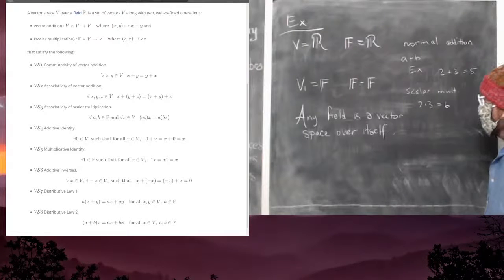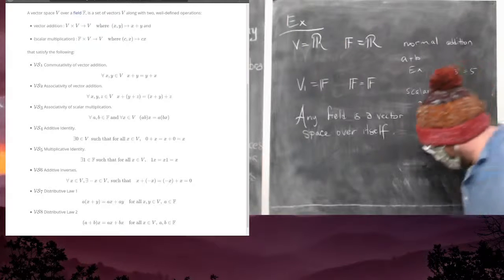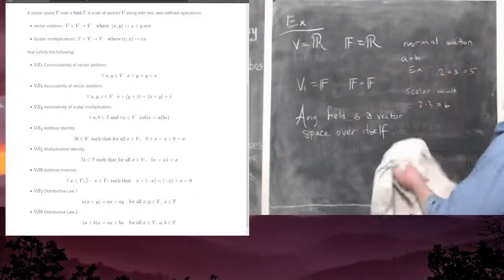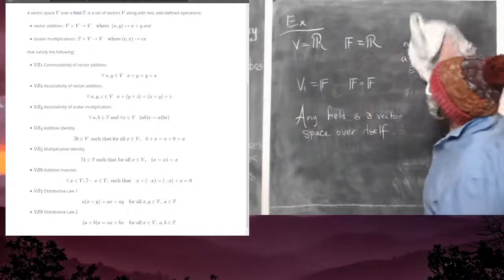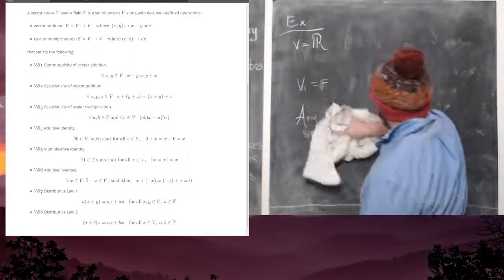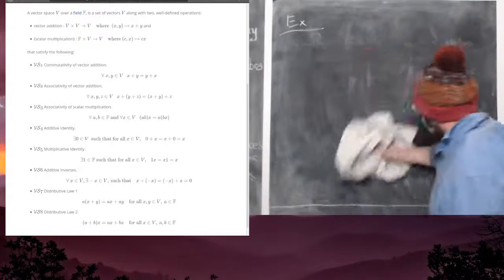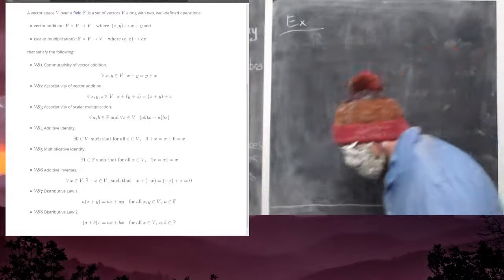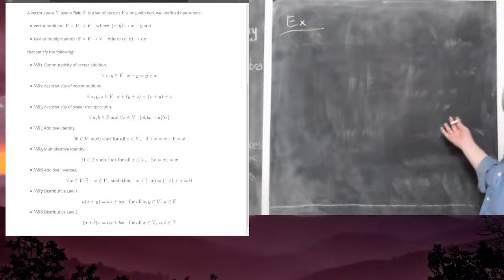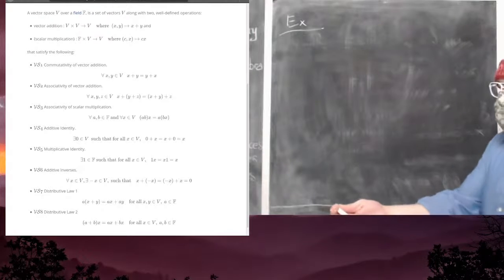So this is an easy set of examples. Because you're just multiplying numbers in the field, the axioms from the field, the fact that it is a field, mean all of the vector space axioms fall out immediately.